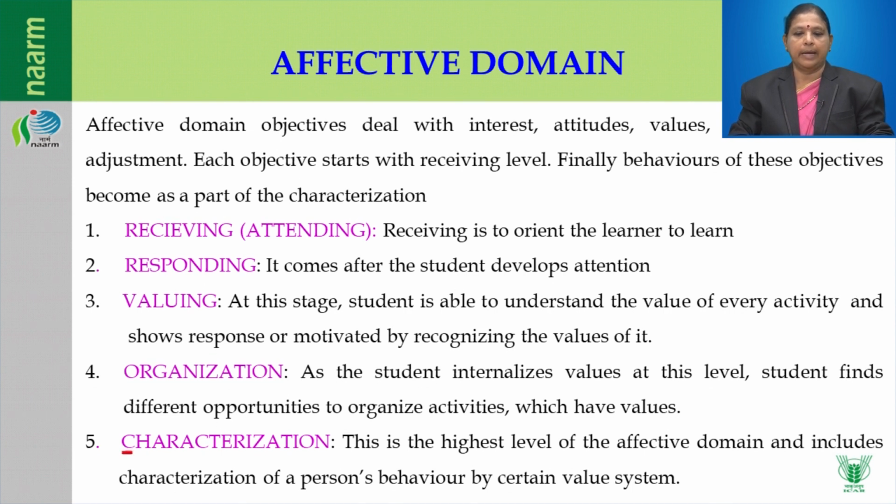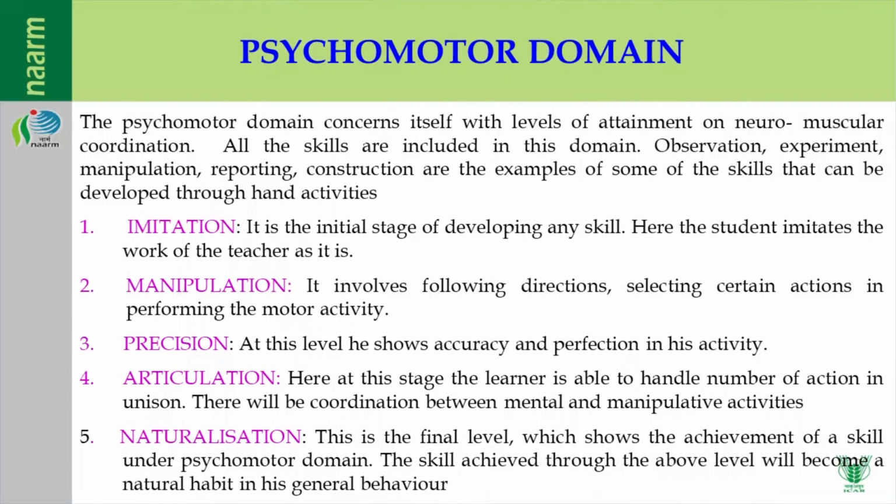And the last level, characterization. This is the highest level of the affective domain and includes characterization of a person's behavior by certain value system. So, if all these levels are achieved, then only the objectives under affective domain will be achieved. And the next level domain is psychomotor domain.